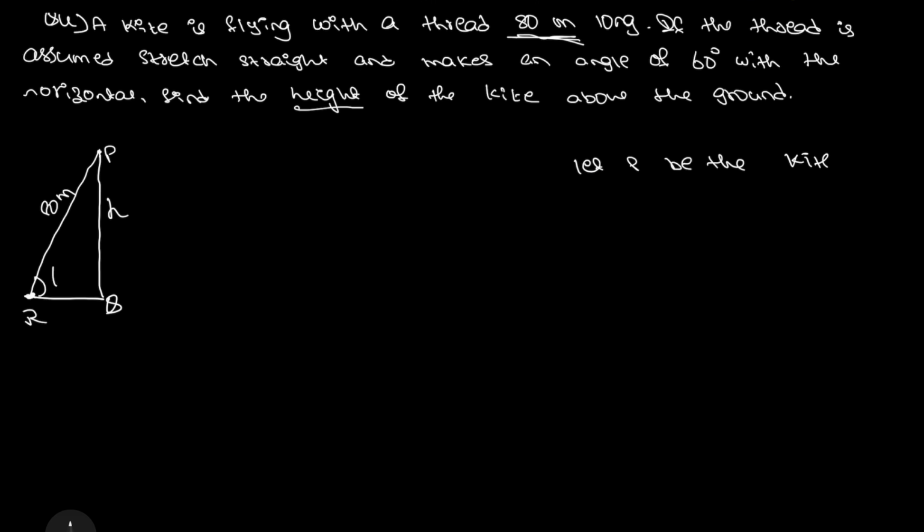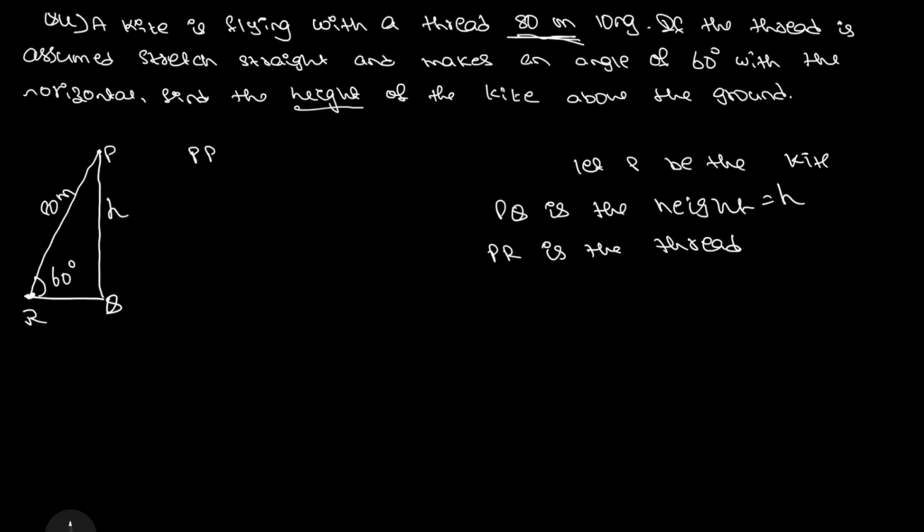And this kite is making an angle of 60 degree with the ground. Here we need to find the height, which is PQ. Let PQ is the height of the kite and PR is the thread here. Here we have considered height as H. So these are the points we will be having to construct this diagram. Let's write our values here. We have PR is equal to 80 meters and PQ is equal to H meters.